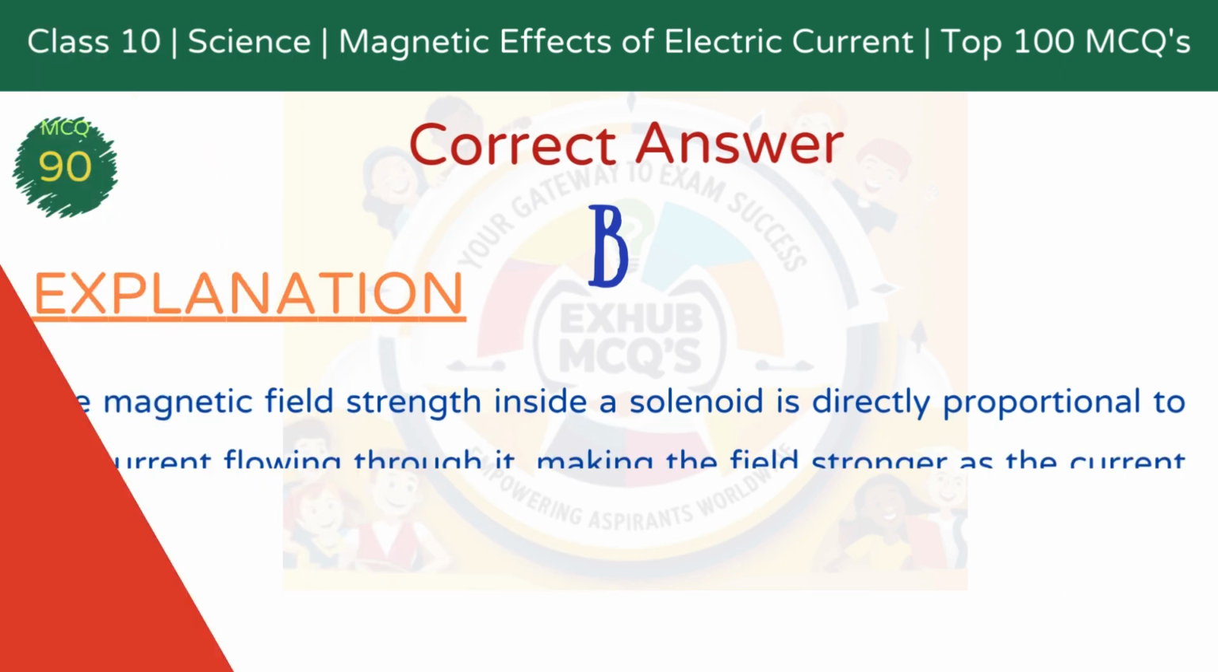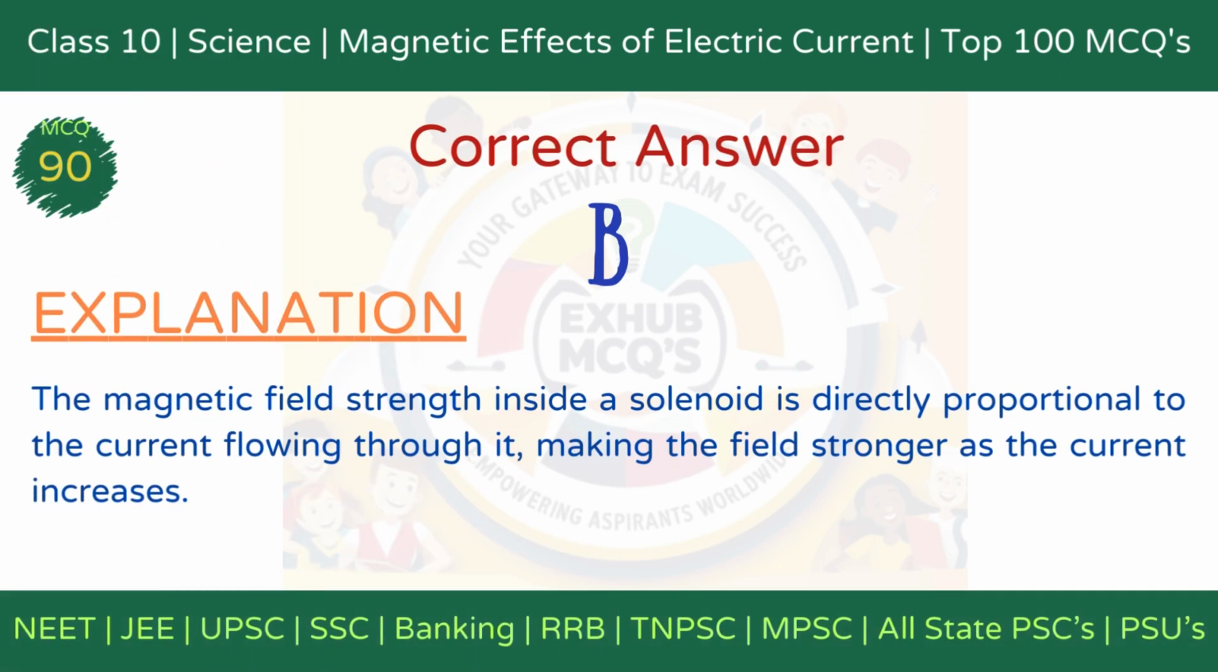The correct answer is option B, directly proportional. Explanation. The magnetic field strength inside a solenoid is directly proportional to the current flowing through it, making the field stronger as the current increases.